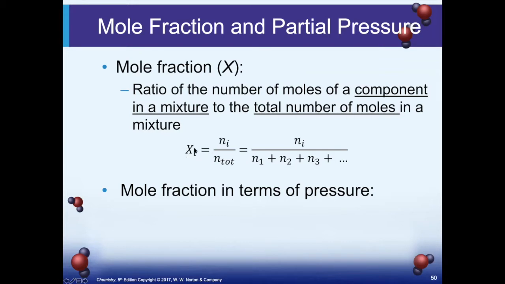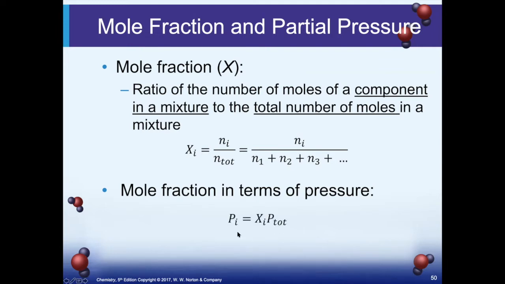So the mole fraction of some gas i represents an individual gas. It's just going to be the number of moles of that individual gas divided by the total number of moles. That depends on how many components you have in your mixture. You could have 100, but the mole fraction is just the number of moles of that individual gas divided by the total number of moles. All right, so that's a bare bones equation on what mole fraction means, but now let's relate it to Dalton's law and to pressure.